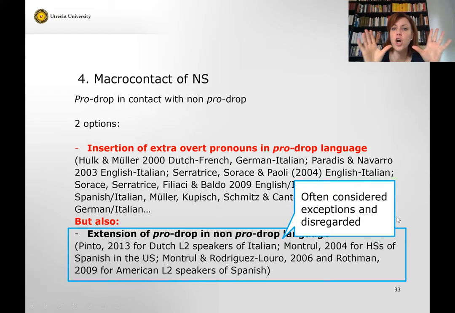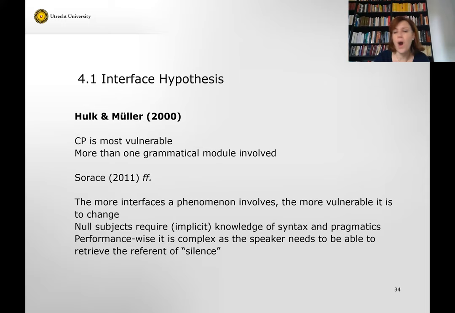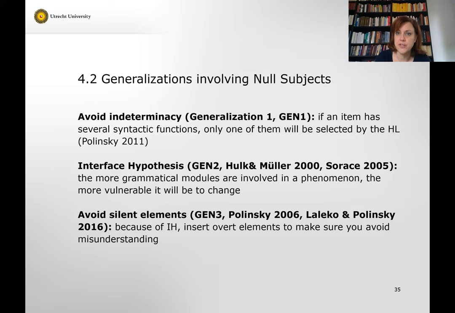these are macro contact speakers that are choosing for the cognitive option. Now, the interface hypothesis, of course, for null subjects requires or describes the reasons why null subjects are more difficult to handle, and so speakers just do not use them as often as monolingual speakers. Well, about null subjects, the same generalizations that we said before hold, avoid indeterminacy, and so avoid silent elements, and because it is more difficult to understand what the referent is, just insert an overt subject.